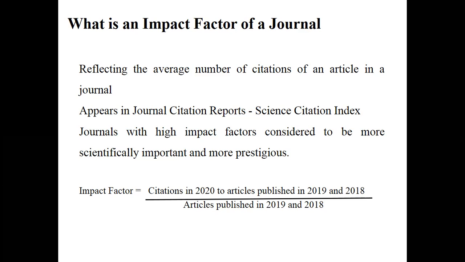Suppose we want to calculate the impact factor of 2020 for a journal ABC. We check the citations in 2020 to articles published in 2019 and 2018, divided by the number of articles published in 2019 and 2018. Suppose in 2019 and 2018 the journal published 10 articles, and we have 20 citations in 2020 for those articles. So 20 divided by 10, the impact factor of that journal will be 2.